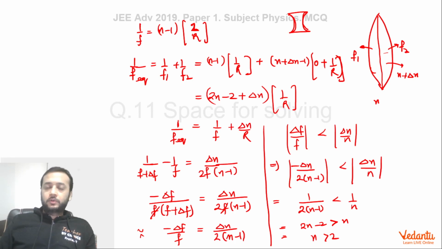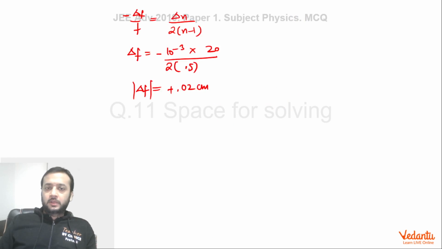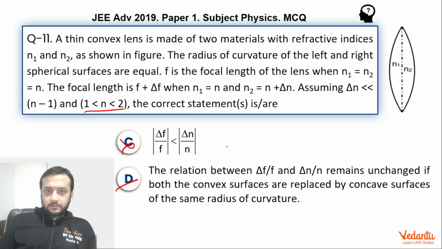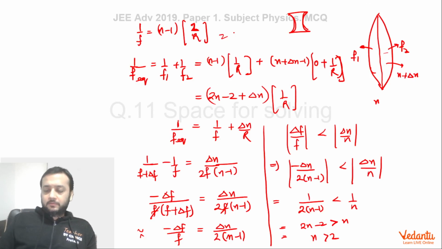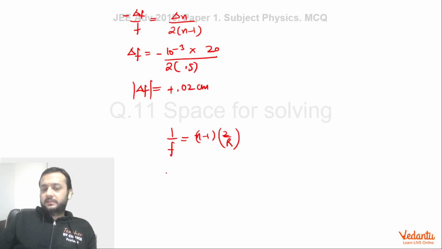One more thing I told you at the start of the video, that I will be talking about why the differentiation method is wrong. Some of the students in the exam wrote this relation, n minus 1 into 2 by r, which I had written over here. And they differentiated it: negative delta f upon f square is equal to, when you differentiate this, delta n into 2 by r. Now this is wrong.